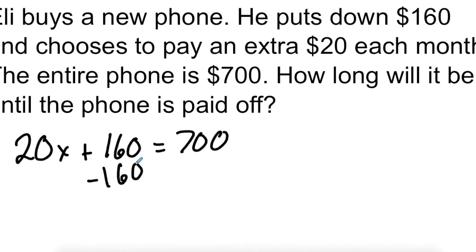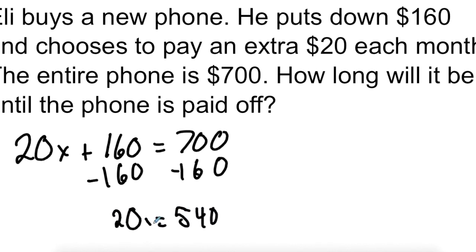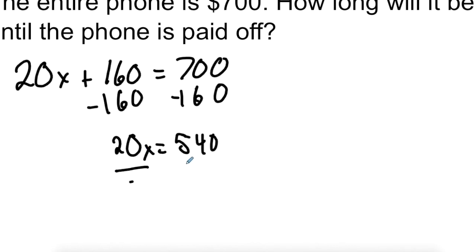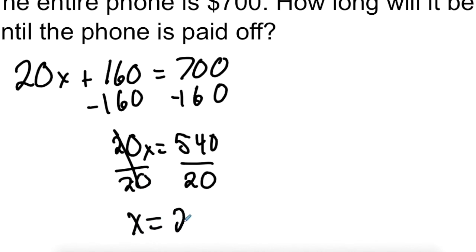So as a normal equation, I would subtract by 160. I'm going to end up getting 540 is equal to 20x. And if I divide both sides by 20, I'm going to see that it's going to take Eli, in this case, 27 months to pay off his phone.